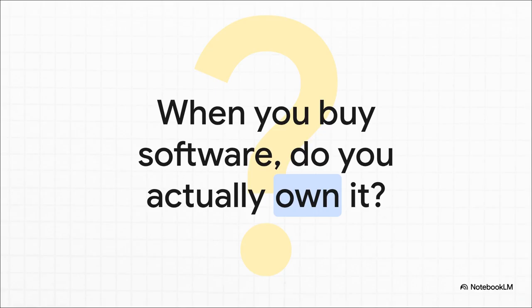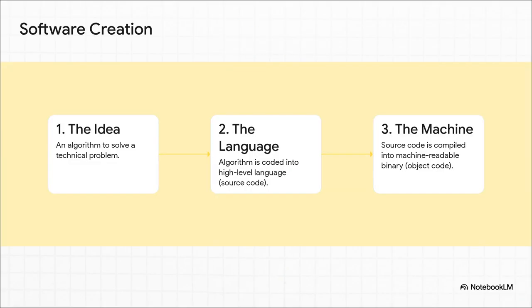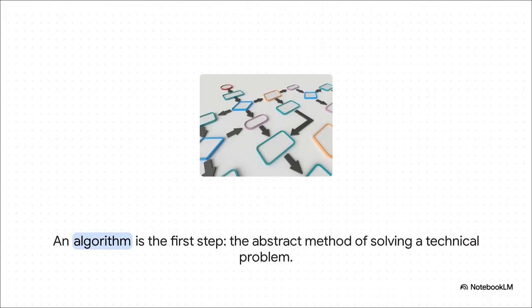You see, you're not actually buying the software, you're buying a license. It's basically a permission slip from the owner that gives you the right to use their software, and only under their very specific rules. Now, to really wrap your head around how software is legally protected, you have to understand how it's born. It's this three-step transformation, really, that takes a pure idea and turns it into something a machine can actually understand and run.